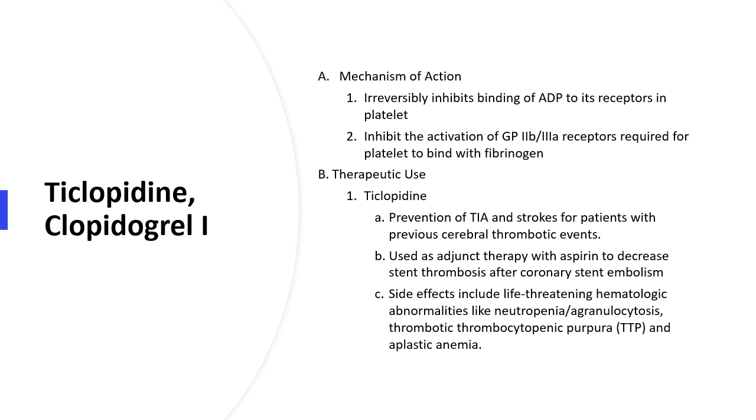Now, let's discuss the therapeutic use of ticlopidine. It is used in the prevention of TIA and strokes for patients with previous cerebral thrombotic events. It is also used as adjunct therapy with aspirin to decrease stent thrombosis after coronary stent embolism. And lastly, side effects include life-threatening hematologic abnormalities like neutropenia and granulocytosis, thrombotic thrombocytopenic purpura or TTP, and aplastic anemia.